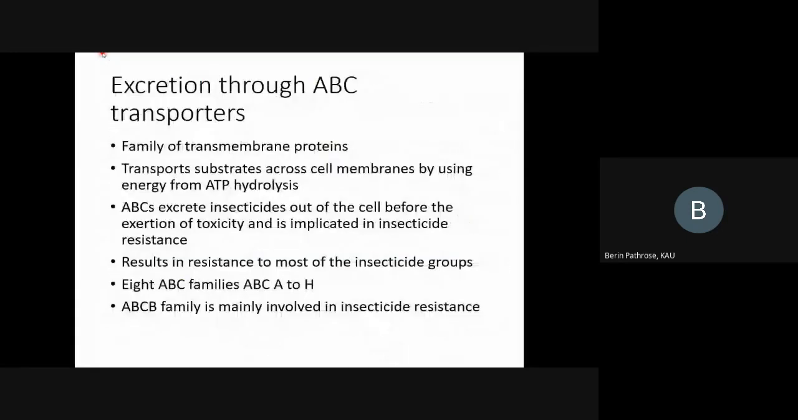I will take excretion by ABC transporters, the last physiological mechanism, tomorrow, because it's already 1 o'clock. Any clarifications you need?